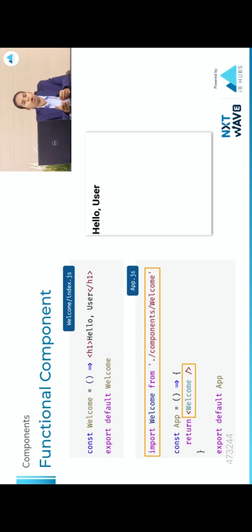There you can see an example of a welcome component. It's an arrow function which is returning a JSX element. Finally, in the app.js file, we are rendering the welcome component, right? And finally, you can see the result there. Okay, so let's have a look at this.